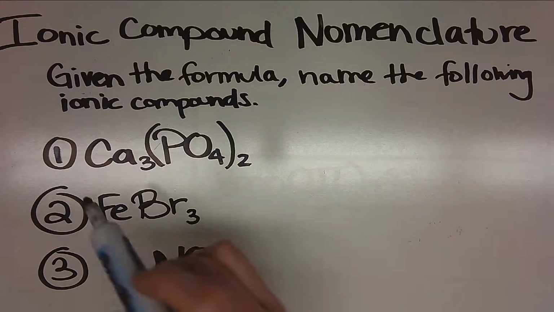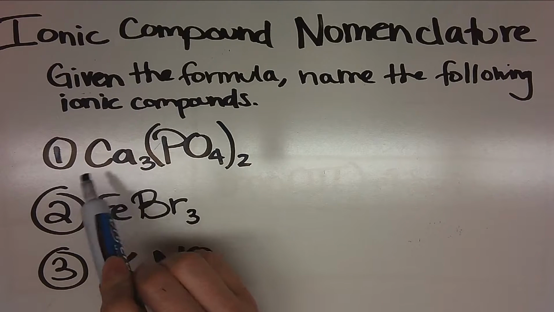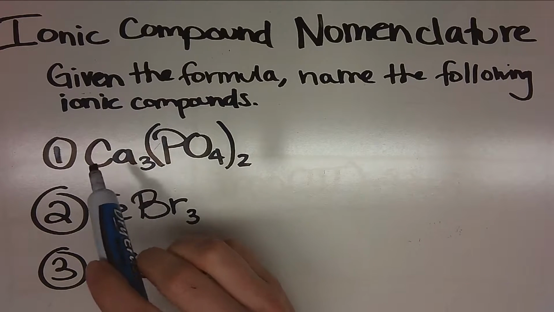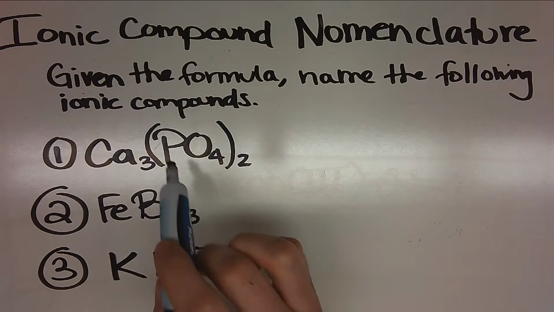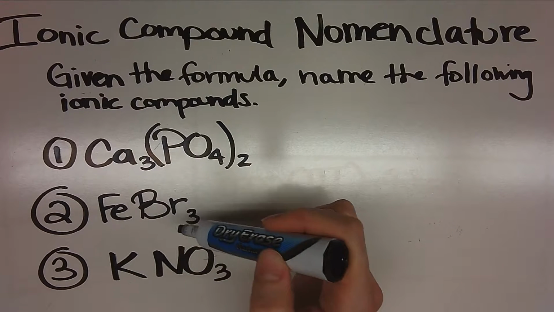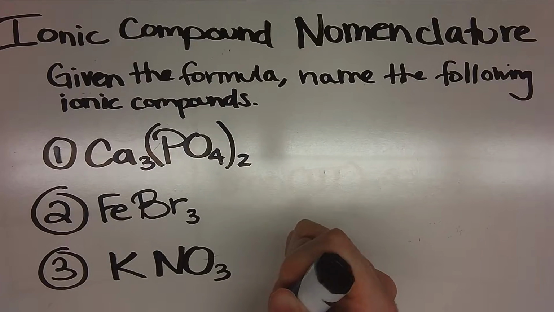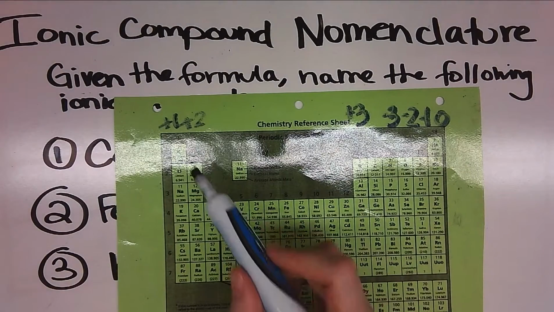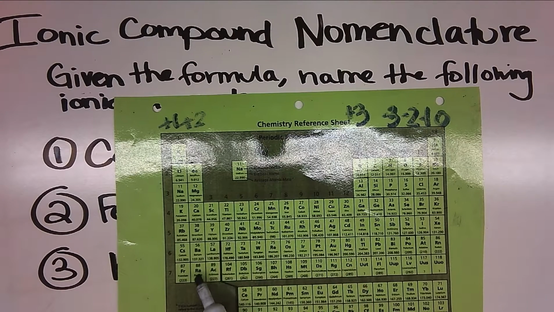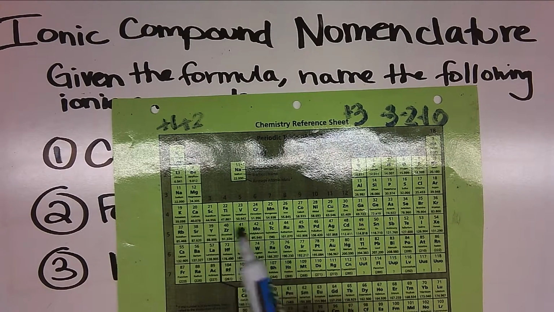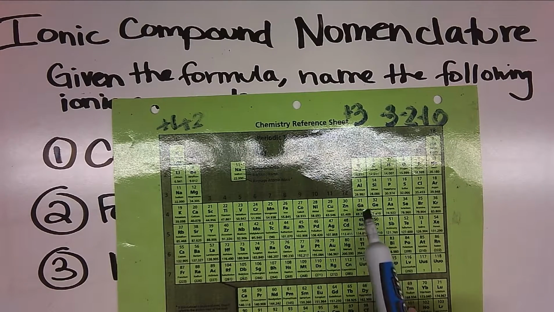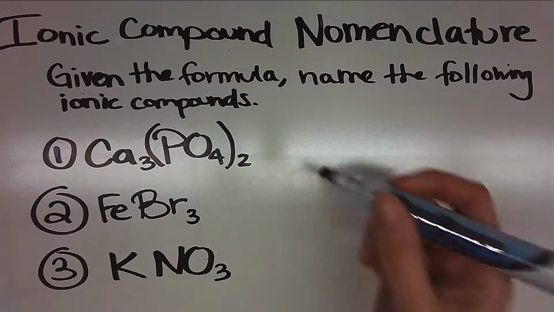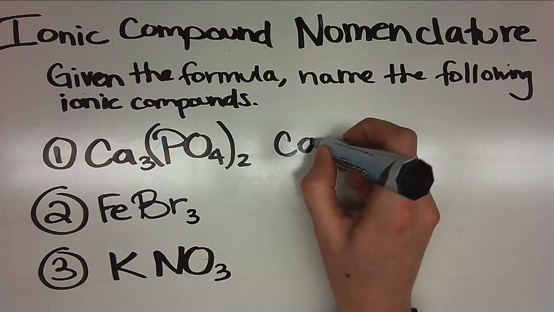So let's begin. The first thing that I have is Ca3(PO4)2. So I'm first going to name the cation followed by the anion. Remember, anions always come second in our chemical formula. So I'm going to find calcium on the periodic table. Calcium is in group 2, the alkaline earth metals. It doesn't fall in the transition metals or post-transition metals, so it's just going to keep its original name. So this is just calcium.